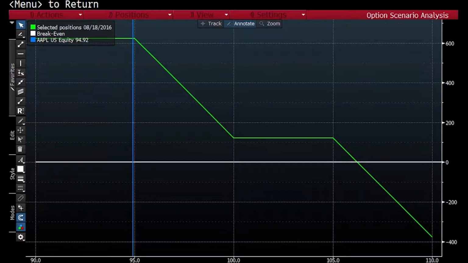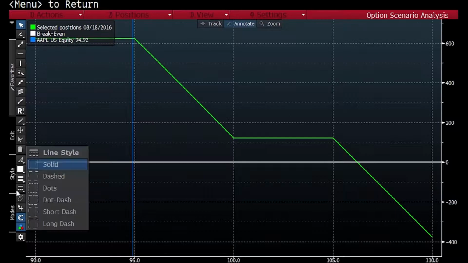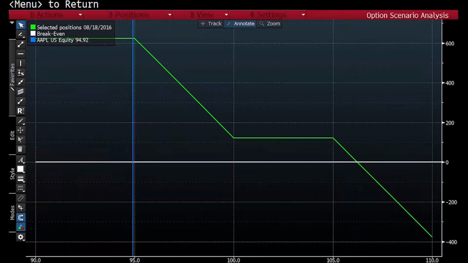Maximum loss of the strategy? Well, as the underlying rallies and the stocks go higher and higher, the line is getting lower and lower, so the loss is getting bigger and bigger. The maximum loss of this strategy is unlimited. It's as high as the stock goes because of that short call.